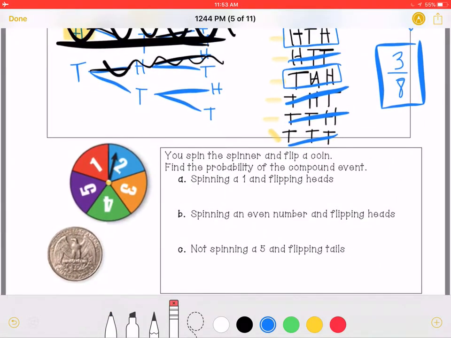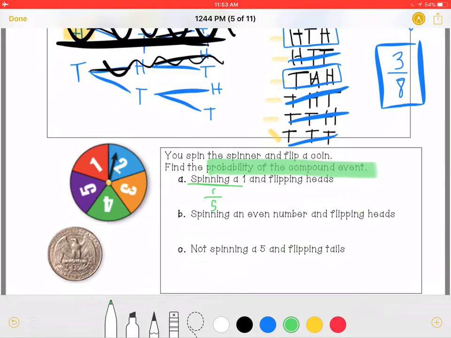And this last example. So this is where we're finding the probability of compound events. So when you're finding the probability of compound events, you find the probability of each separate event and then multiply them together. So let's take a look. What's the probability of spinning a 1? So look at your spinner. There's only 1 one out of the 5 spaces. So the probability of spinning a 1 is 1/5.